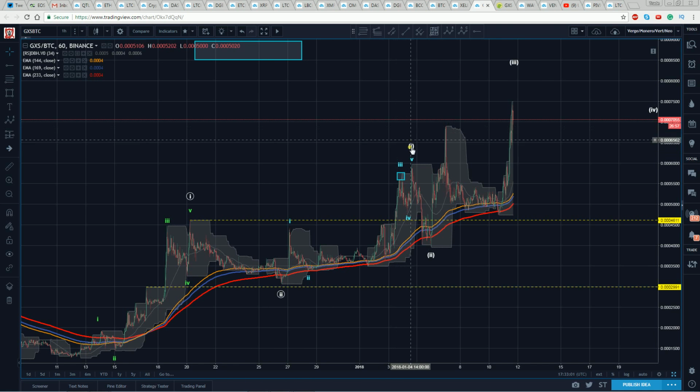Now, why is this a 1, 2? Because of the depth of this retracement here. So I can look at that, and again, just deductive reasoning, I can go, okay, that doesn't look like a 1, 2, 3.